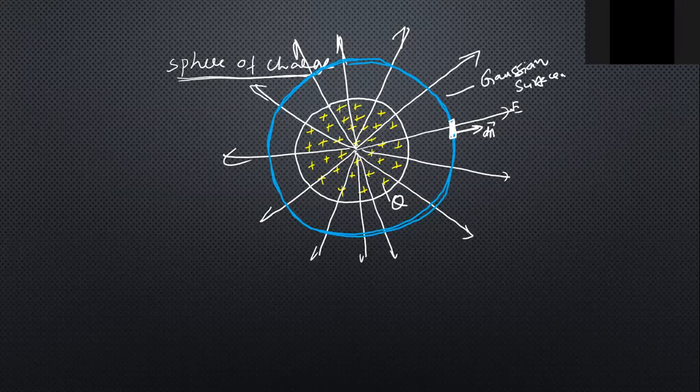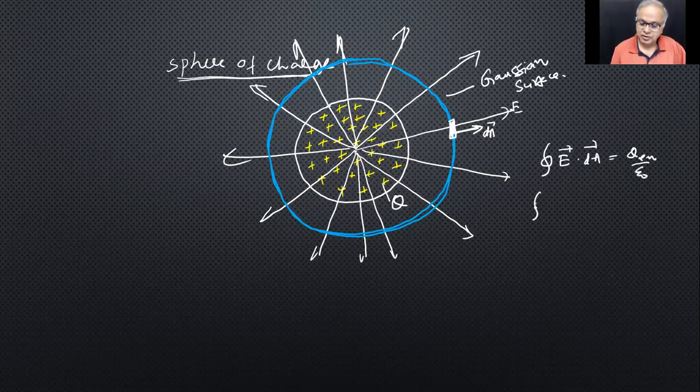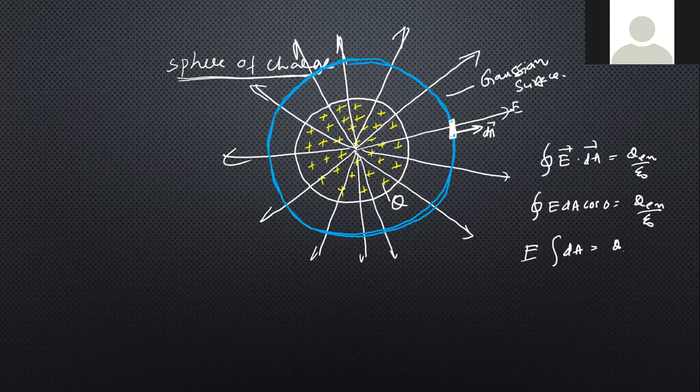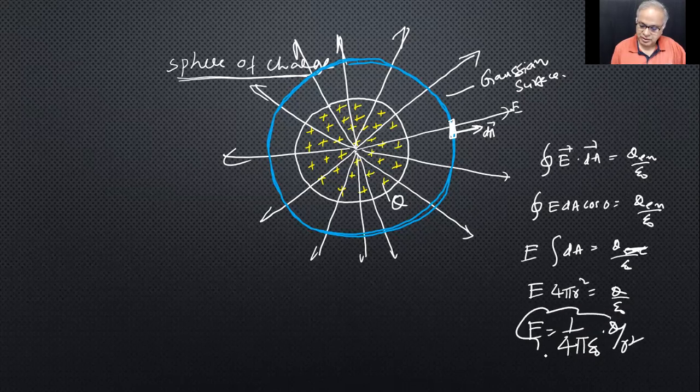So, what do we write? Integral E dot dA is Q enclosed by epsilon 0. E dA cos 0. This thing is not changing at all, the derivation, right? For outside, Q enclosed is basically the total Q. So E into 4 pi r square equals Q by epsilon 0. E equals 1 by 4 pi epsilon 0 Q by r square.